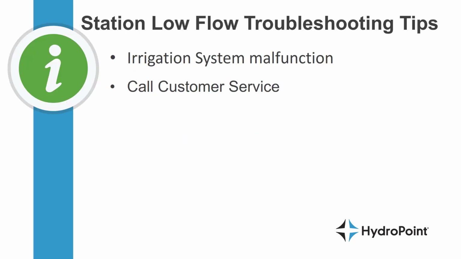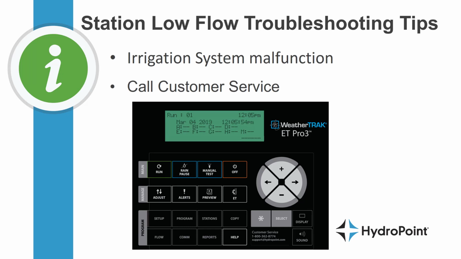So when troubleshooting a station low flow alert, you need to go out to the site and test your irrigation system to find out the source of this malfunction. I recommend beginning your troubleshooting process by going to the controller and running that station manually. On the WeatherTrack interface, you'll be able to see the measured flow value for that station and compare it to the flow value you received in your alert notification to verify that the problem still exists.